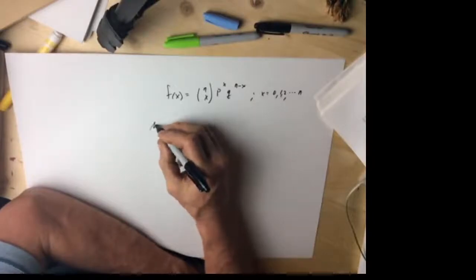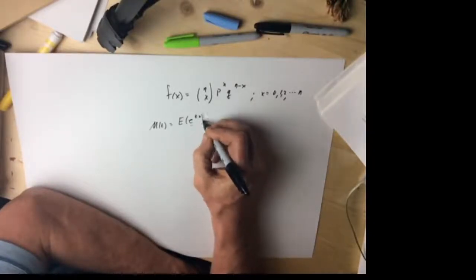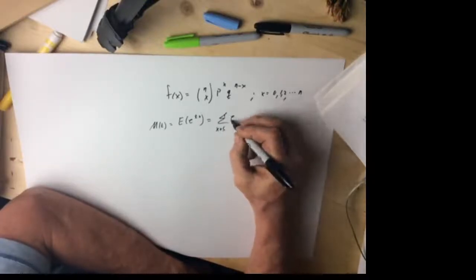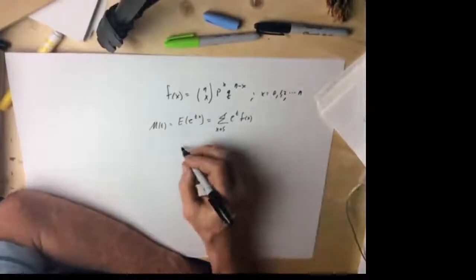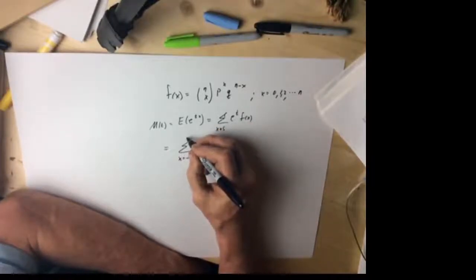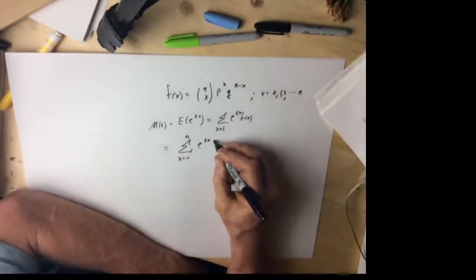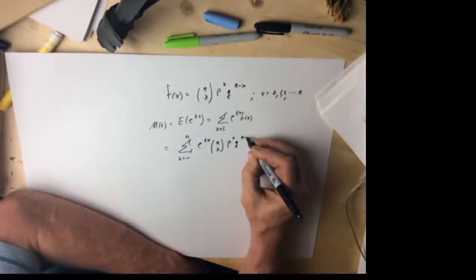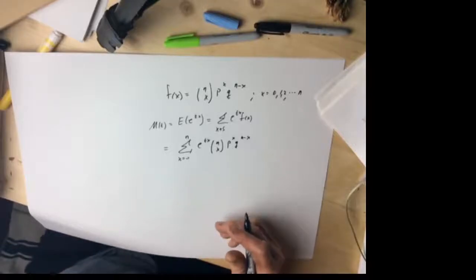So now we're going to calculate the moment-generating function, the expectation of e to the tx, which is the sum over x in S of e to the tx f of x. Now our f of x here is a very well-known function, but when you put the e to the tx in front of it, it doesn't look as simple. Or does it?